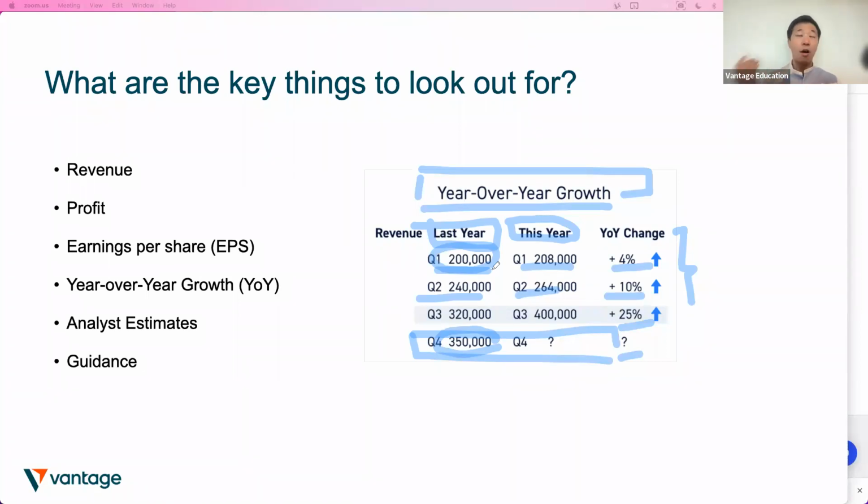Don't just look at it like, oh, we made money from last quarter. Last quarter, we made 208,000. This quarter, we made 264,000. That's the wrong way to compare it, right? Because companies' performance differs from quarter to quarter, right?